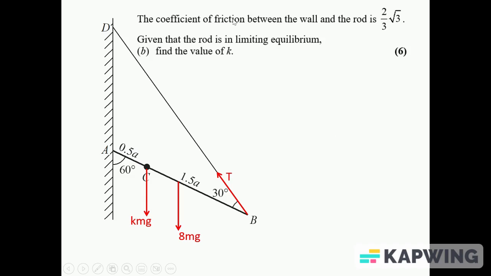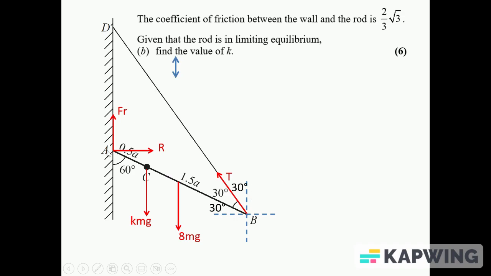Right. So the coefficient of friction between the wall and the rod is 2 over 3 root 3. It's in limited equilibrium. Find the value of k. So we're going to find out what the friction and the normal reaction are by looking at the vertical and horizontal forces. I'll need to split the tension up into horizontal and vertical components. That angle's 30. I've got 60 there, and this is going to be a right angle triangle. 30, 30, so that angle's 30 as well.